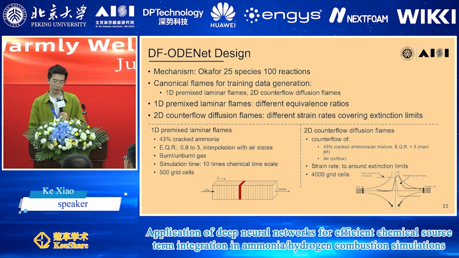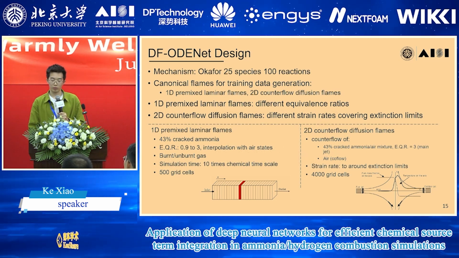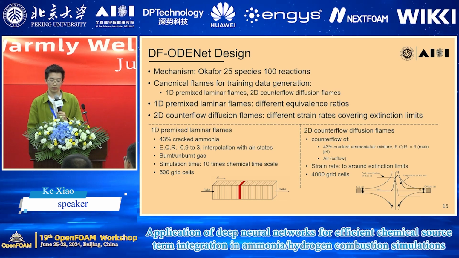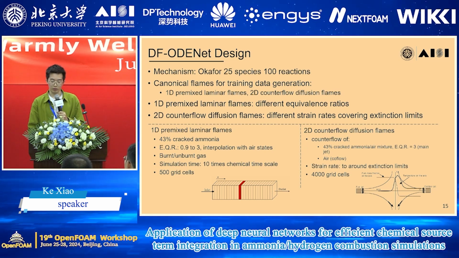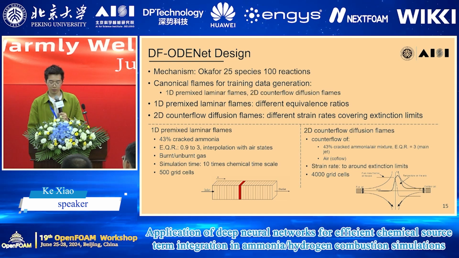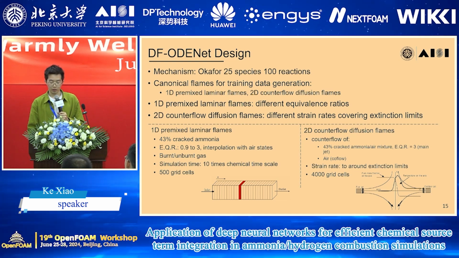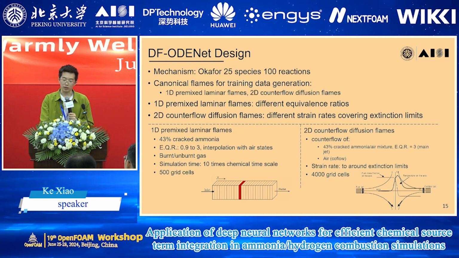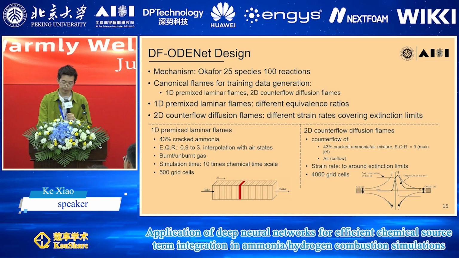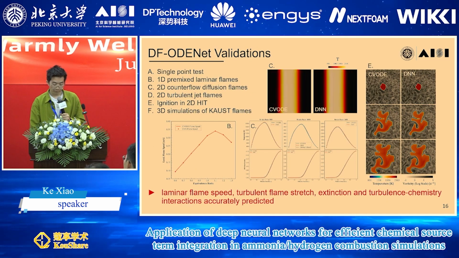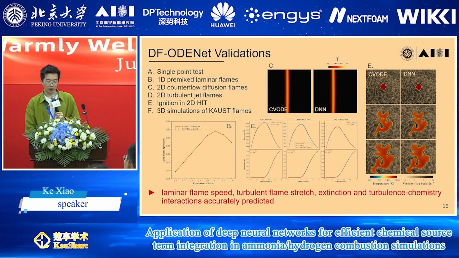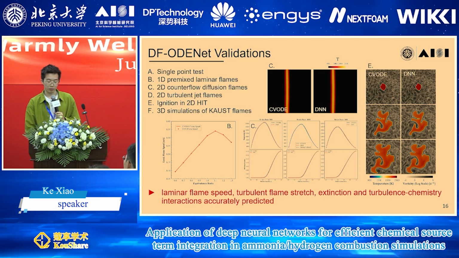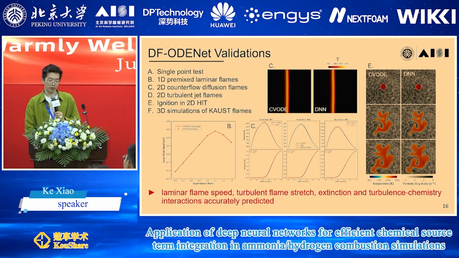For the diffusion flames, we sampled counterflow streams of main jet conditions and co-flow conditions and covered strain rates near extinction limits. This low-dimensional data provides a rich training set for our DNN models, ensuring generality across different combustion scenarios. We validated our models through various tests before application in full-scale simulations.